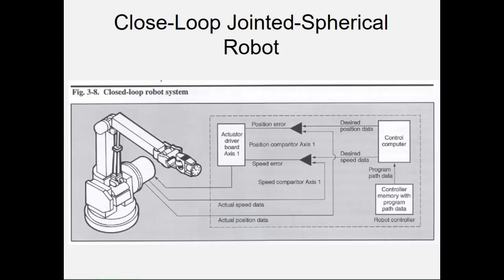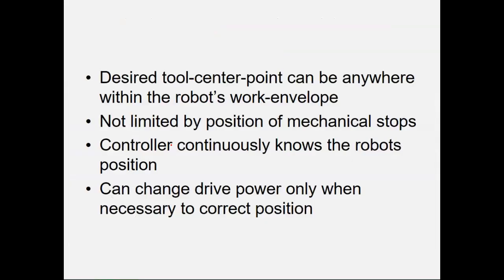All right. So closed loop, jointed, spherical robots. Basically, going back to all this, everything's got to talk back to the controller, including the motors. And then the motors are told what to do by the controller. The desired tool center point can be put anywhere within the robot's work envelope. It is not limited by the position of mechanical stops. The controller continuously knows the robot's position and can change drive power only when necessary to correct position.